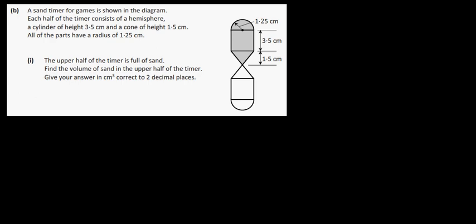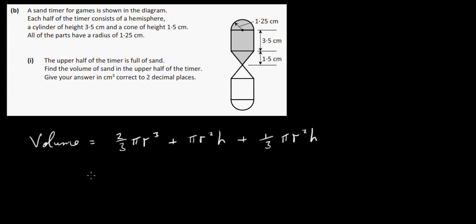So we have the volume is going to be equal to, the volume of a hemisphere is going to be, well, the volume of a sphere is 4 over 3 pi r cubed, so our volume is going to be 2 over 3 pi r cubed. Our cylinder here is going to be pi r squared h, and our cone is a third of a cylinder, so it's going to be a third pi r squared h. So this is our formula. We just got to stick in the numbers now. So let's see what we got here.